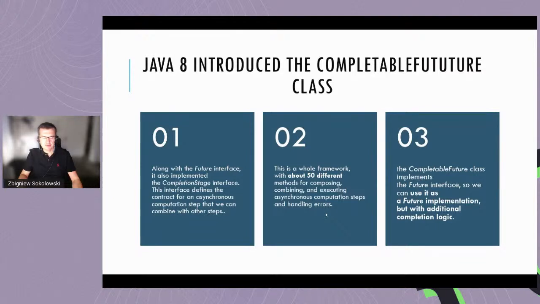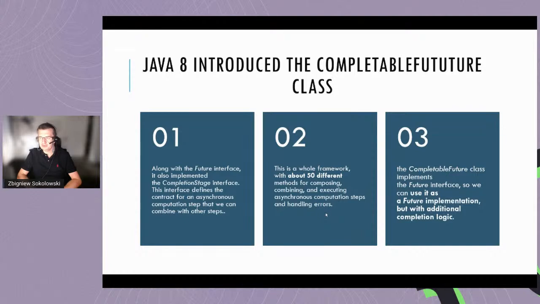So in Java 8, a bit long time ago, the so-called CompletableFuture class was introduced. A few important things about that class: along with the Future interface, it also implements the CompletionStage interface, and it defines the contract for the asynchronous computation step and combination with other steps. This is a very rich API. It contains more than 50 methods. It was enriched in Java 9, and it has all that a modern developer could imagine.